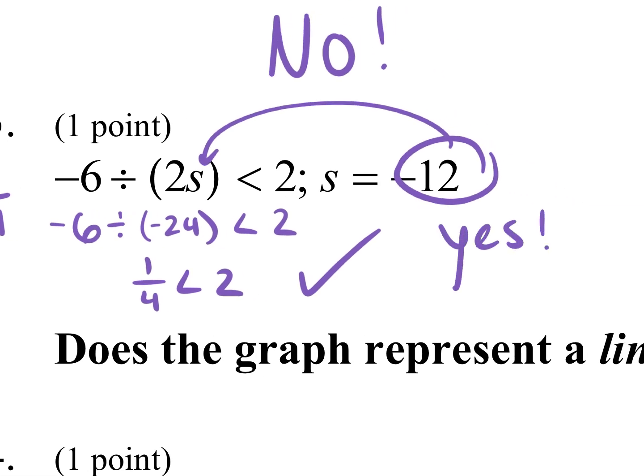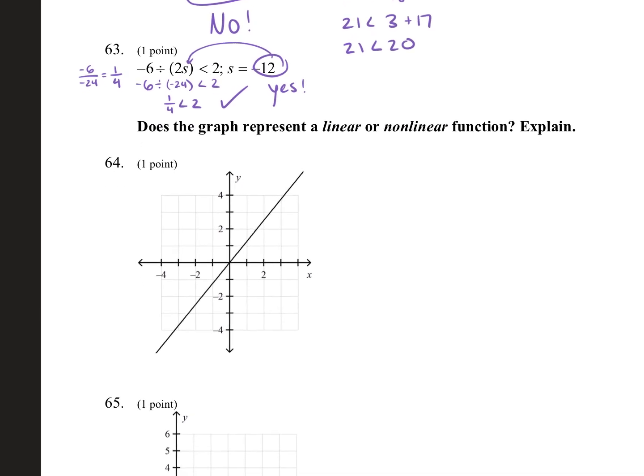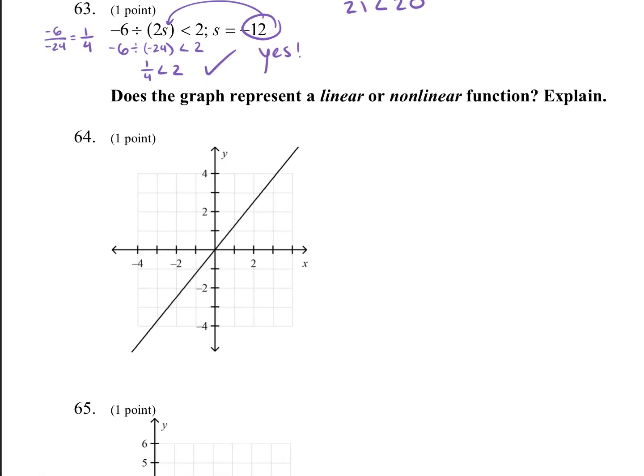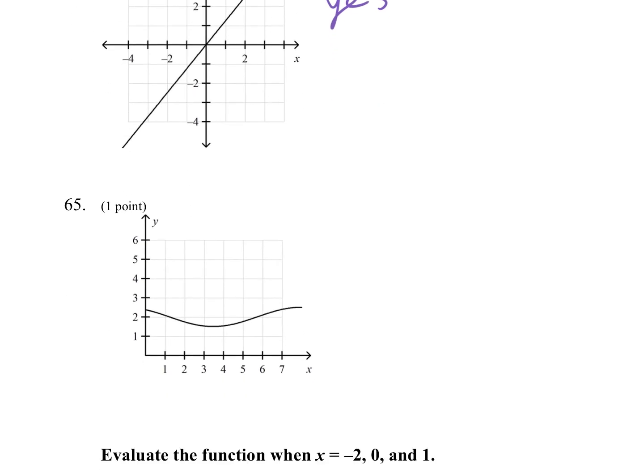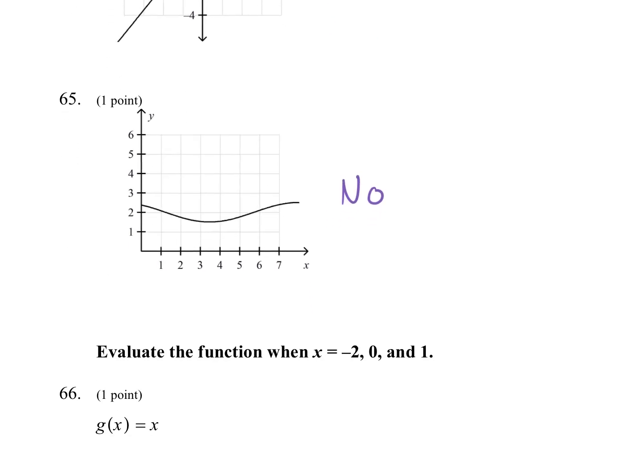We would say yes. So for 64, it just says describe the graph. Or does the graph represent a linear or a nonlinear function? Is 64 linear? Yes. What about 65? No, it's not a straight line, so not linear.